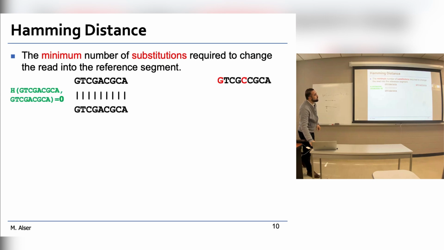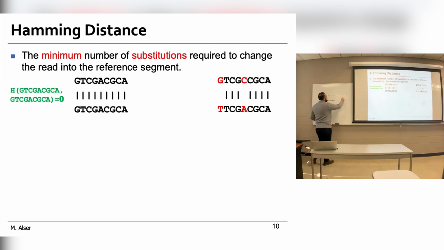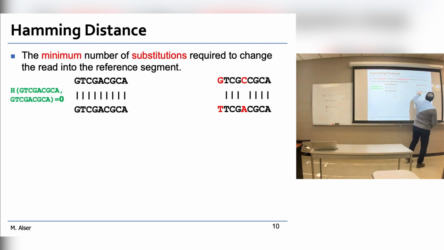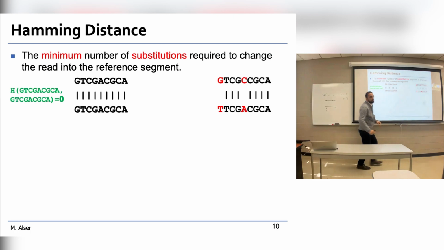Now, if I make 2 changes, what is the Hamming distance? 2, excellent. Now it's 2 because I made 2 substitution changes. 1 and 1, 1 and 1, okay? And the rest are a perfect match, yes?